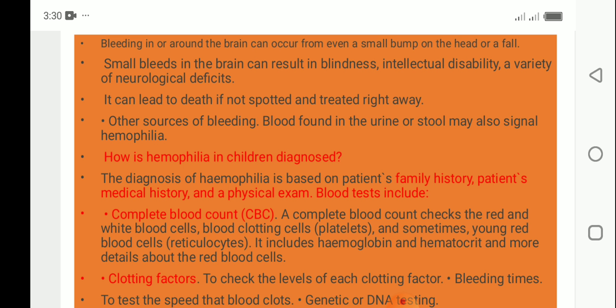The other source of bleeding is in urine and stool. Sometimes you can see bleeding in the urine and stools also. How is the hemophilia child diagnosed? Usually the diagnosis depends on the family history, medical history, physical examination and blood tests.